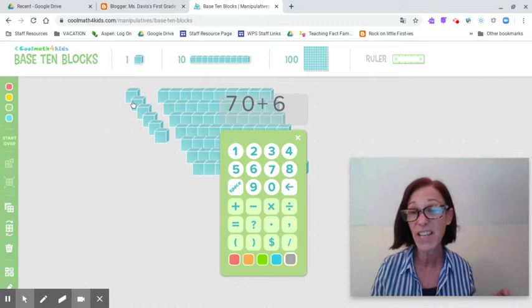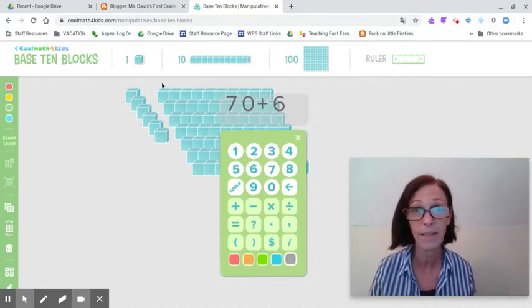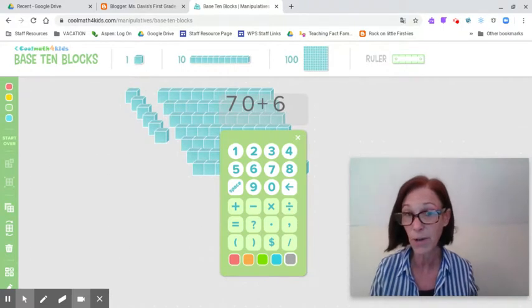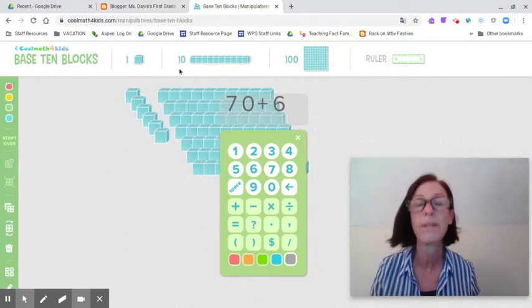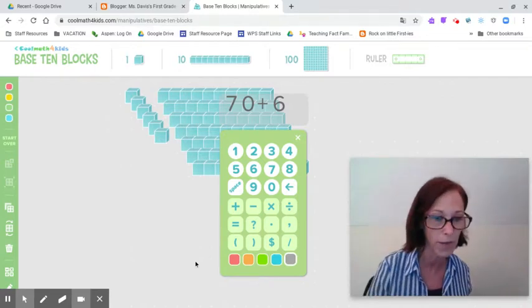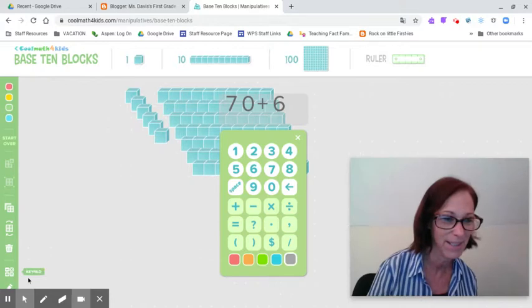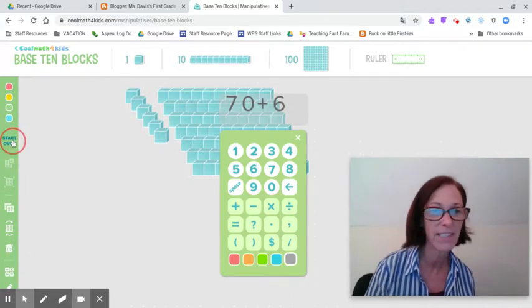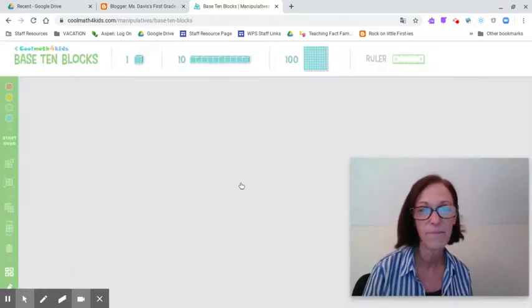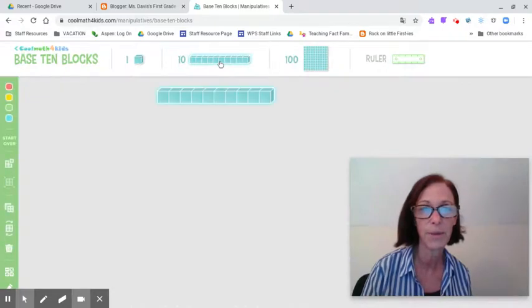We counted here because it was the ones place, by ones, and the value was 6. We counted here in the tens place by tens to find out the value, how much this place was worth. 70. All right, let's try one more, and then I might do the hundreds place. All right, so let's clear this. Okay, let's try this one.